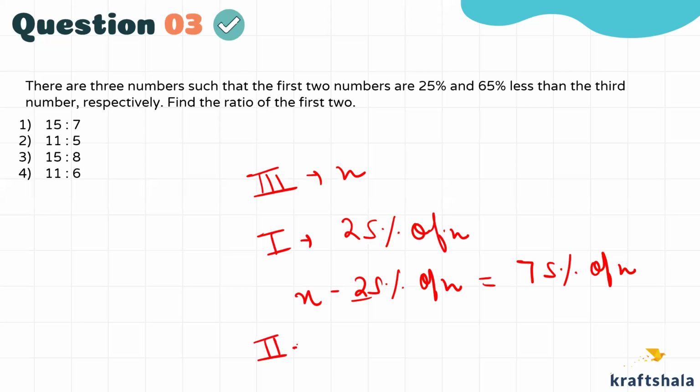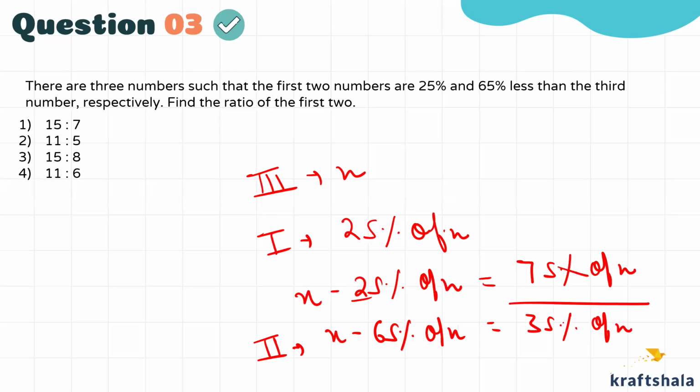ठीक है. Similarly, second number is 65% less. That means x minus 65% of x. That is 35% of x. Percentage से percentage cancel, x से x cancel. 15:7.